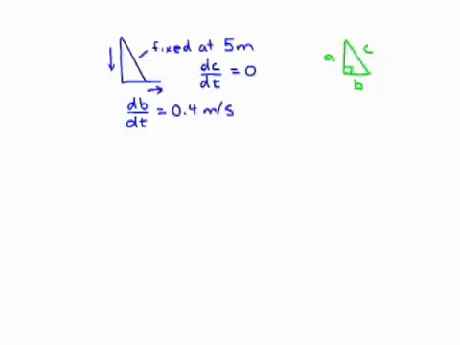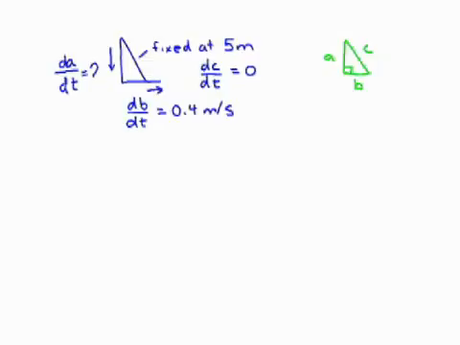The question asks us to ultimately find how fast the ladder is sliding down the building. So we're asking ourselves, what's happening to the other leg of the triangle? We want to find dA/dt. That's the unknown in this question. So we've made our diagram, identified the variables A, B, and C, identified the rates of change that have been provided, dc/dt and dB/dt, and identified which rate of change we would like to find.